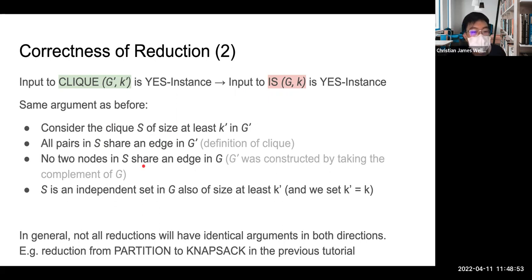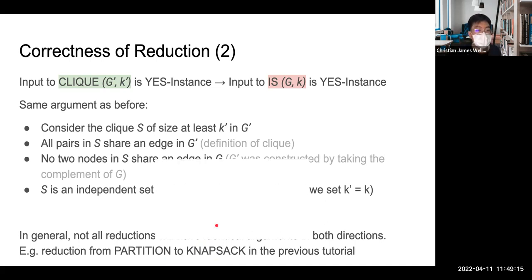But I want to mention that generally not all reductions will have identical arguments in both directions. It just so happened that this is between two graph problems, which are very easy to argue, to have the same argument. For example, revisit the tutorial example from before. Partition to knapsack don't have an identical argument between them.